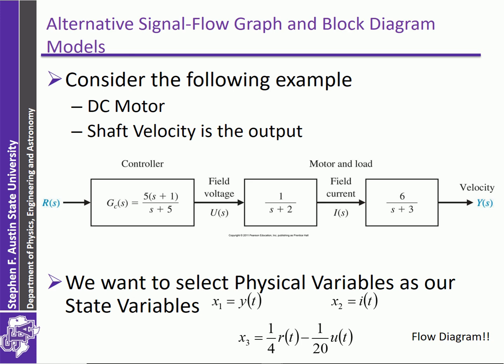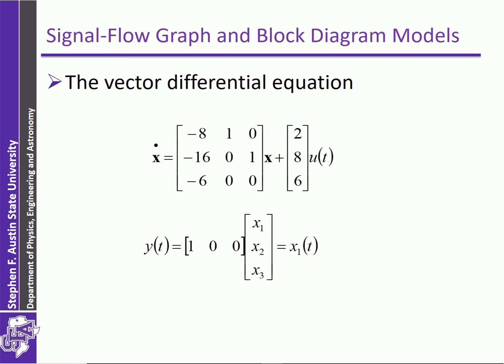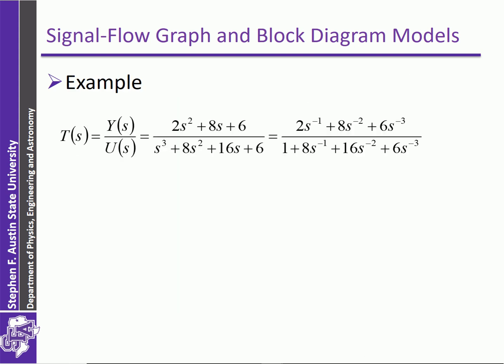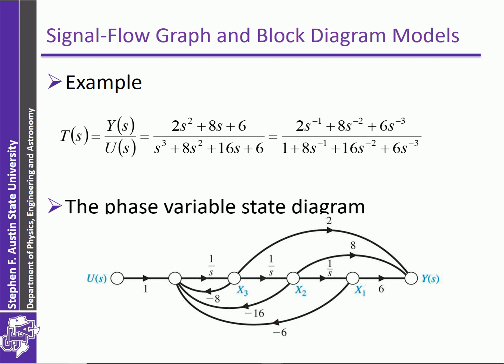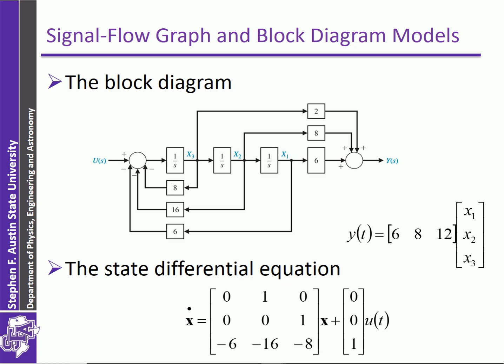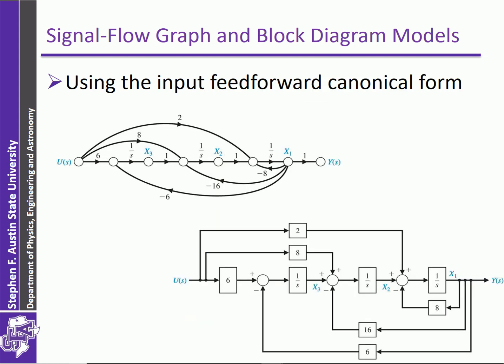Okay guys, last time we were talking about the canonical forms. We saw how to go from a transfer function and take advantage of this to create basically the flow diagram or phase variable state diagram. And from here it's very simple to go and find the state differential equations.